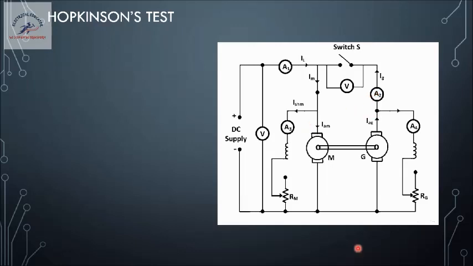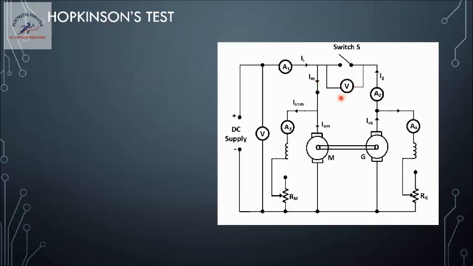Okay, so the ground path is already provided. In the positive path, whatever the supply voltage is, it is given to the motor terminal. We have to vary the field rheostat of the generator, and the voltage across the armature of the generator should be equal to that of the motor. To assure this properly, a voltmeter is connected between the motor and generator.